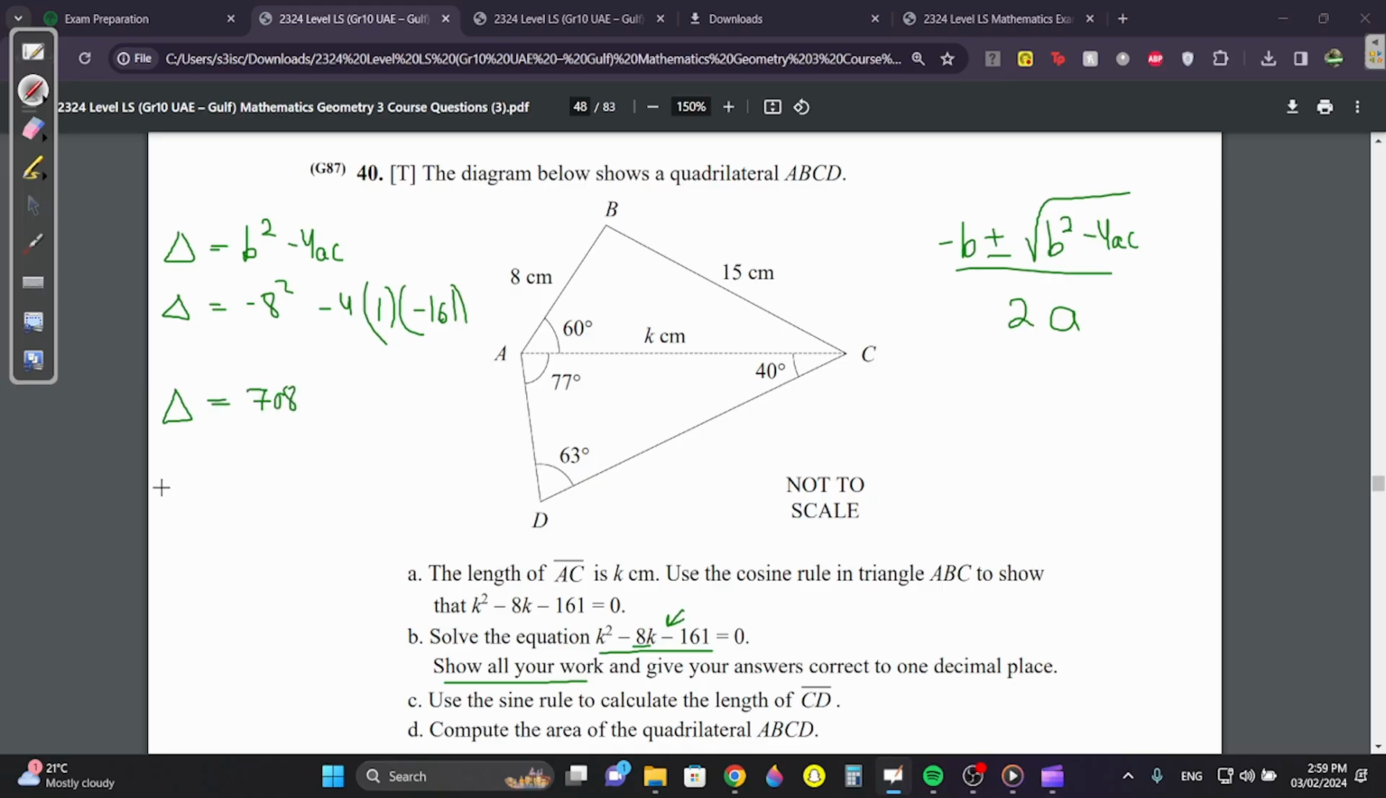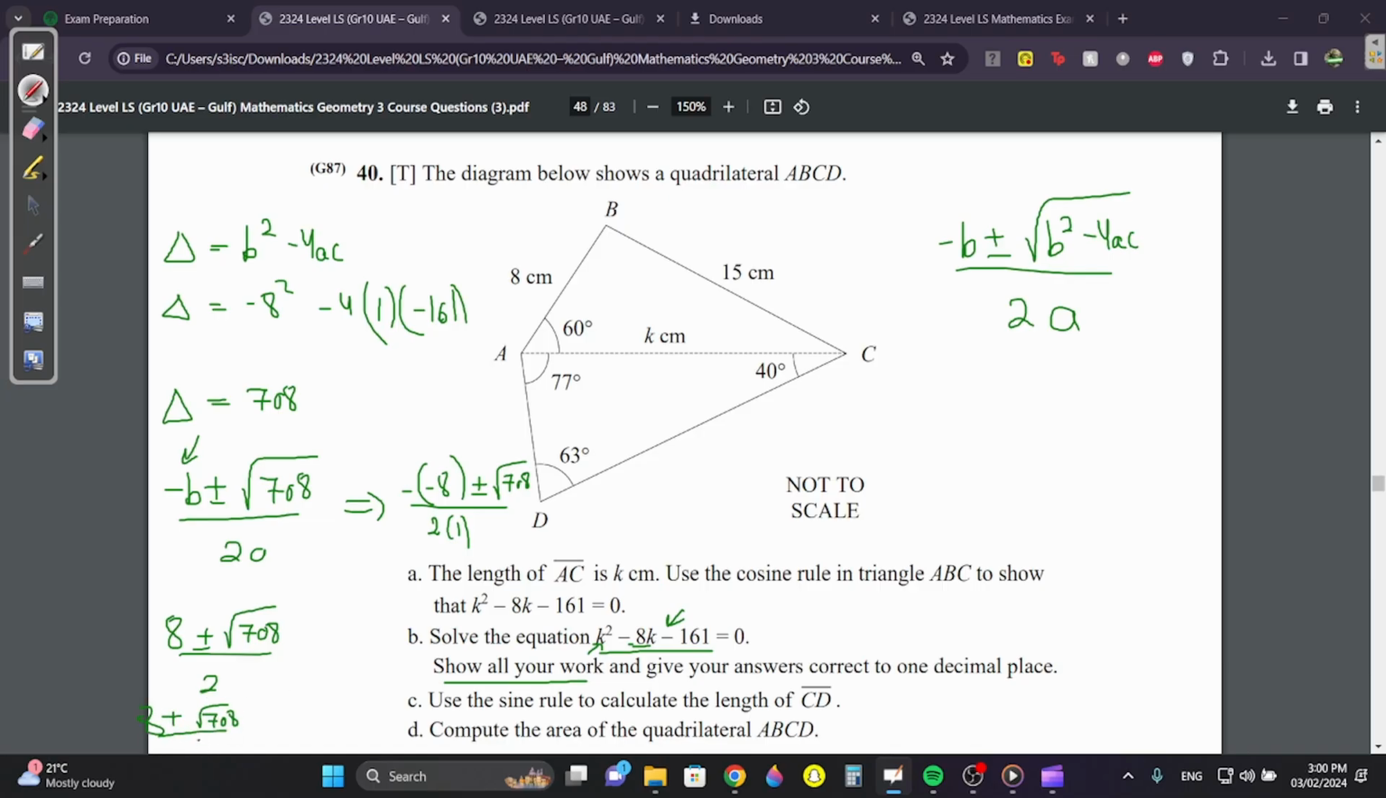So what will our quadratic formula be? Minus b plus minus radical 708 over 2a. We can solve way easier. Substitute: minus b will be minus 8, right? Minus minus 8 is 8, positive, plus minus radical 708 over 2a, so 2 times 1, which is obviously 2. Then you solve this on a calculator. You'll have two solutions, one positive, one negative. The first solution is 8 plus radical 708 over 2, and the second solution is 8 minus radical 708 over 2.